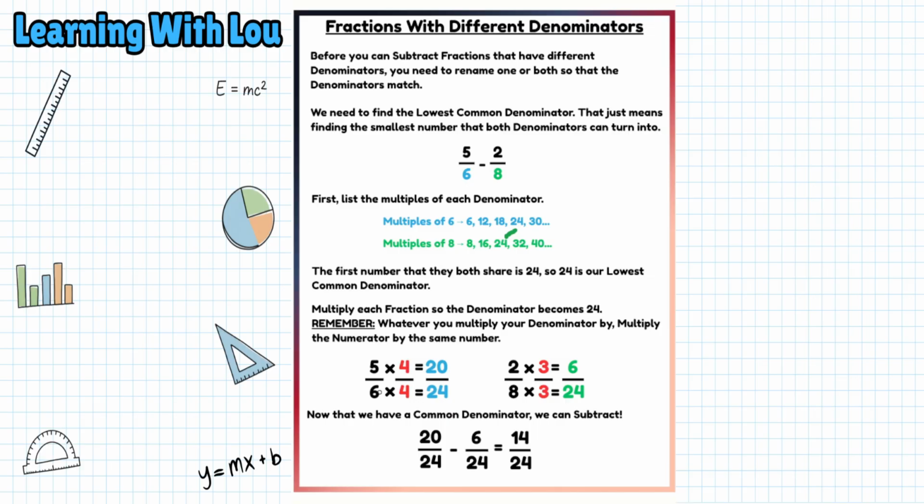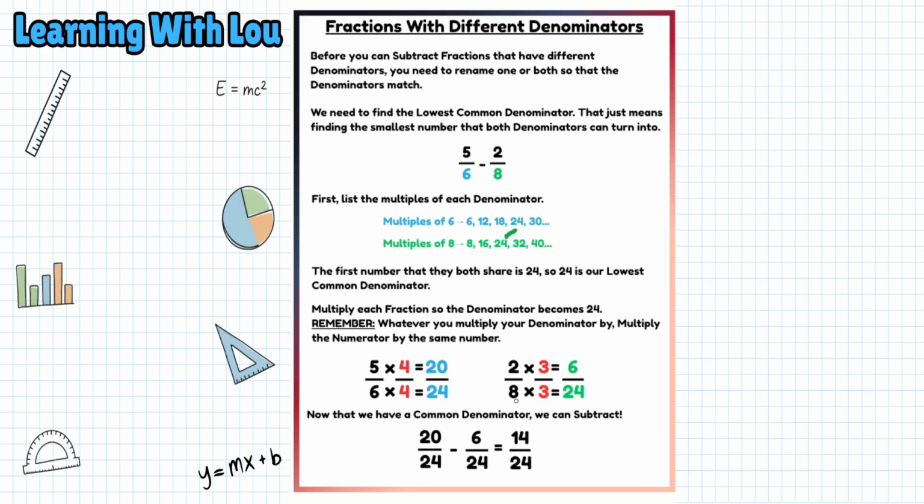How do I turn 5/6 into an equivalent fraction with 24 as a denominator? I ask myself, 6 times what number equals 24? That's 6 times 4 gives me 24. Since I need to make this an equivalent fraction, I don't want to change anything. I have to multiply my numerator by the same thing. So I multiplied my 6 times 4, and I have to multiply my 5 times 4, which gives me 20/24.